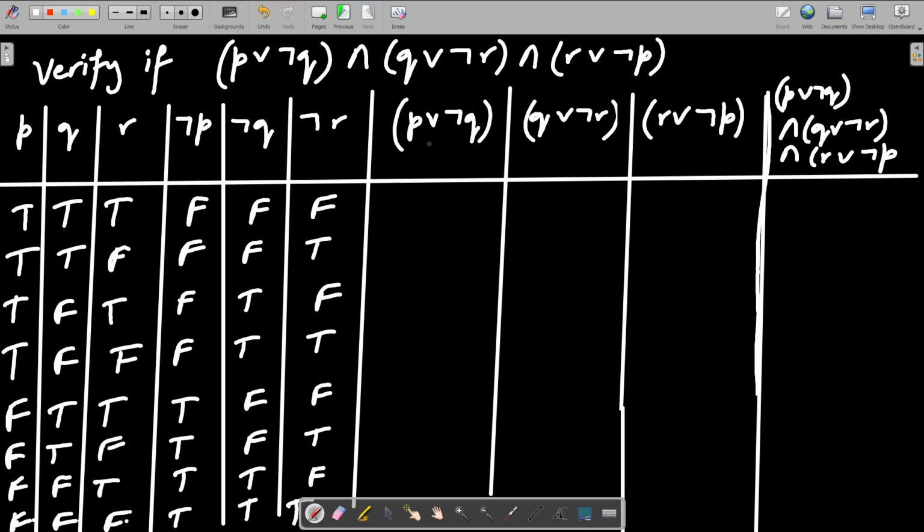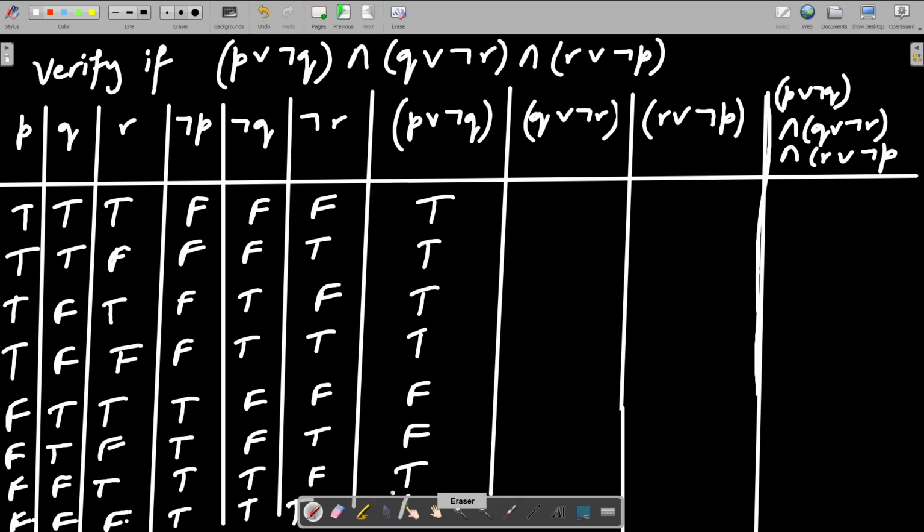Now, an OR is true when at least one of them is true. So P or not Q: I'm looking at the first column and the fifth column. One of them is true. Actually the first four entries are going to be true because P is true over there. Next, here it is false, here it is false, so this is false, both false here. Again, false and true, so true, true. The last two are true.